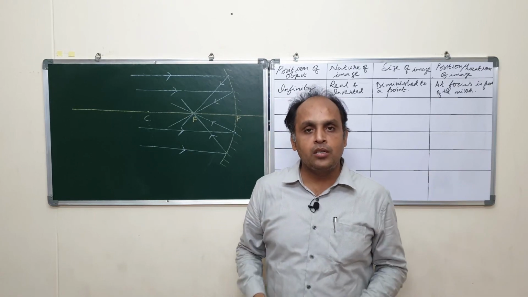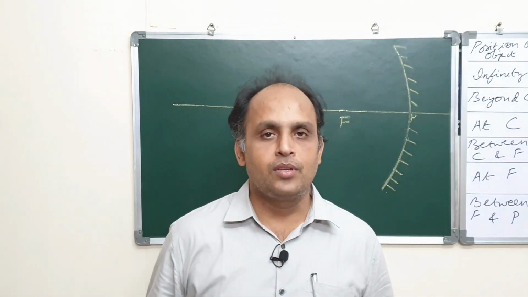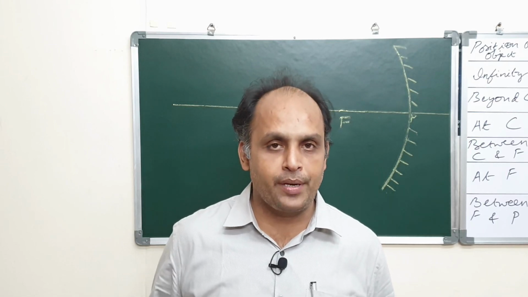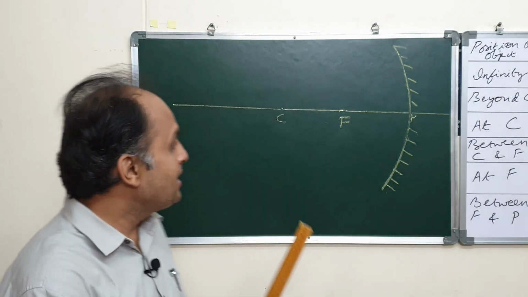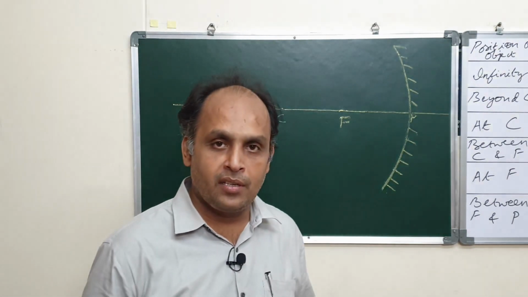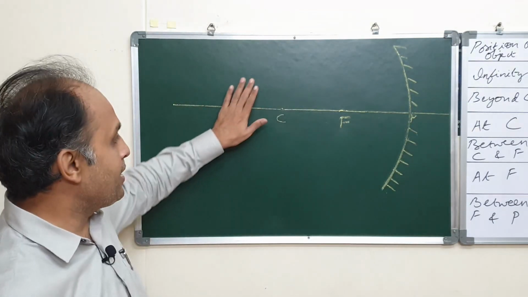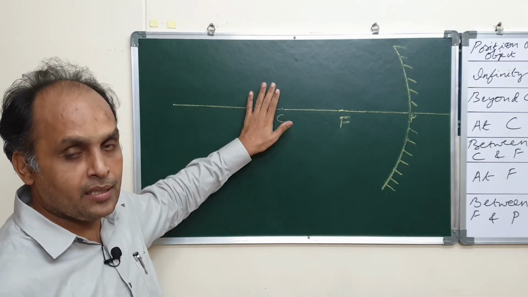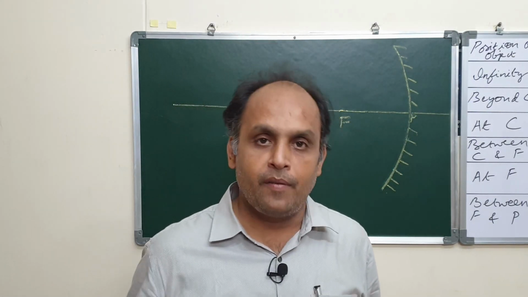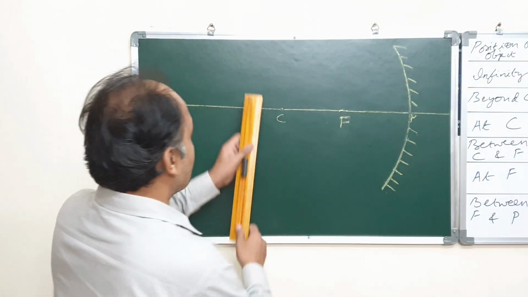Now we will move on to the second position of the object. Now we will move it a bit closer to the mirror, that is, we will place it beyond C. That means it is at a finite distance, it is reasonably closer to the mirror. So somewhere over here we will place the object, and as mentioned earlier, when the object comes close to the mirror, we will show the object, but when it is at infinity, we don't show it. So I am showing the object now.